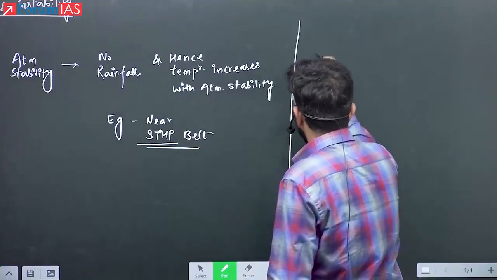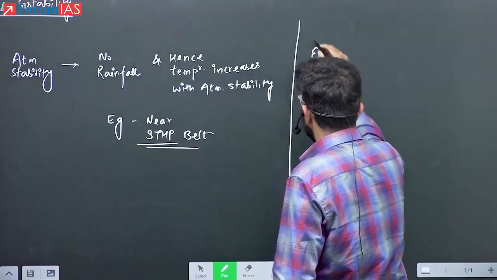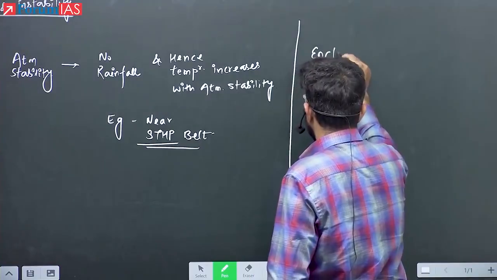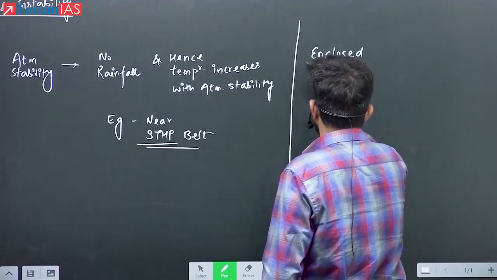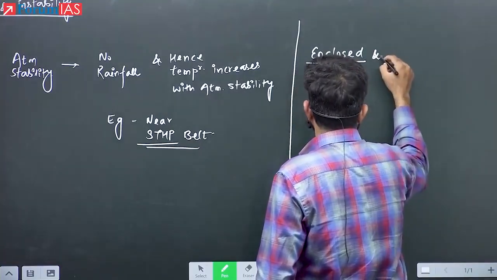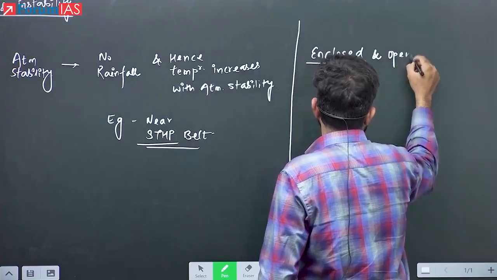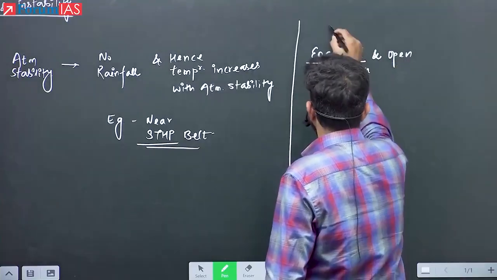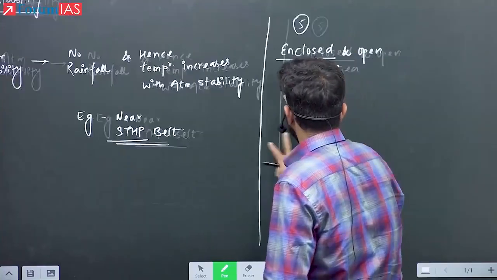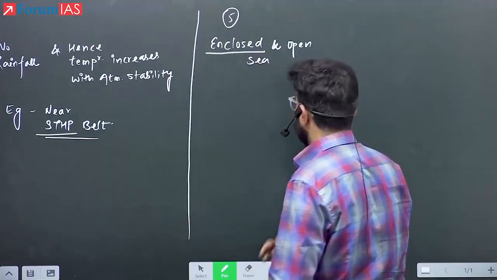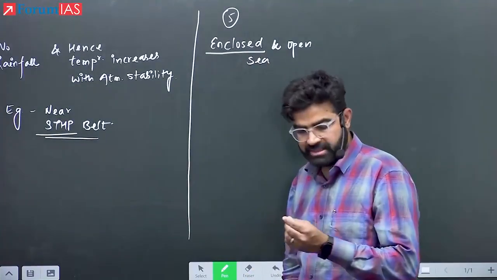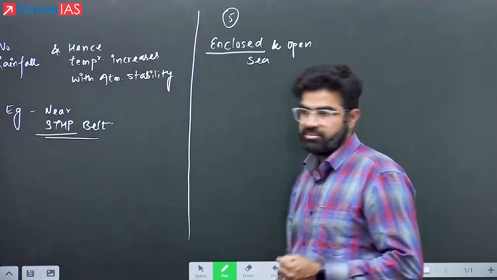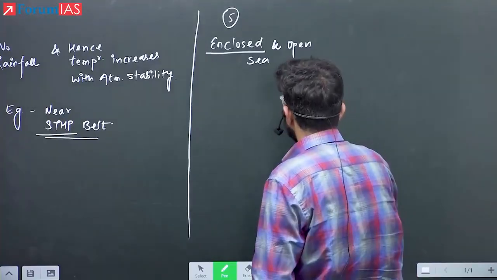Now this is again a very important factor. Sixth or fifth it is, the next one. Fifth factor, enclosed and open seas, right? Enclosed and open seas. This is very important for your prelims, right? See here carefully.